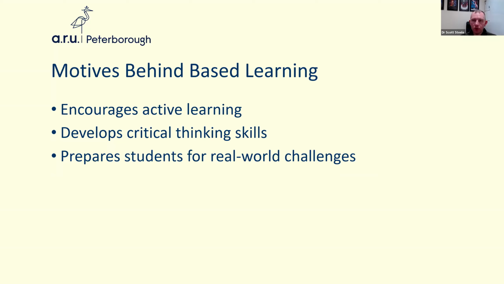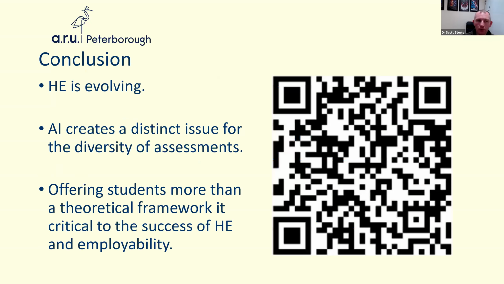So, conclusion, HE is evolving. To say anything else would be completely remiss and negligent of me. AI creates distinct issues of diversity in assessment, and as we've seen, universities and assessments seem to be under attack. We can't keep up with OpenAI, we can't keep up with ChatGPT. Turnitin is absolutely useless, and trying to understand that and develop that is just a non-starter.